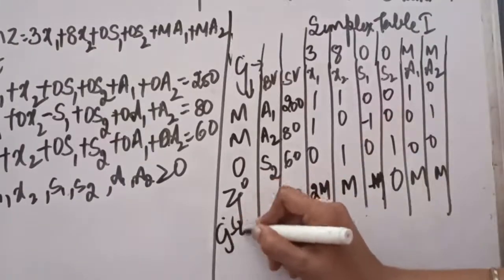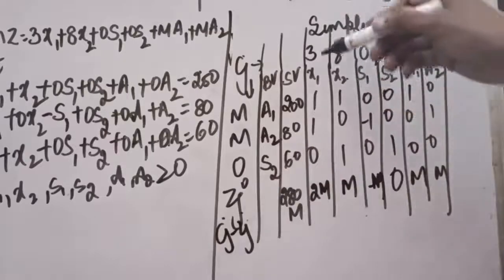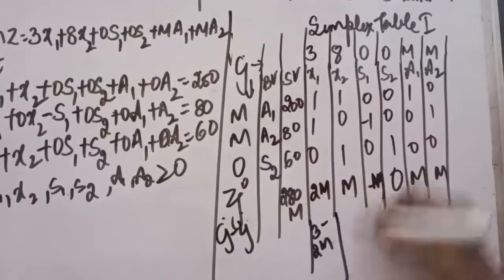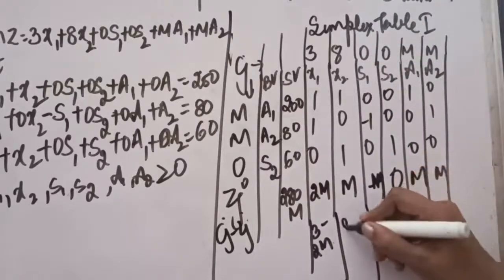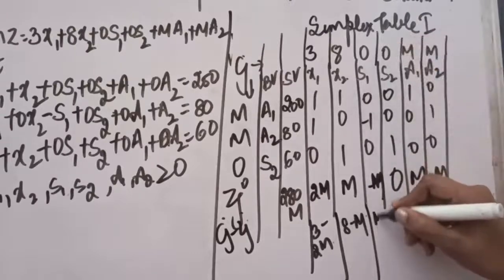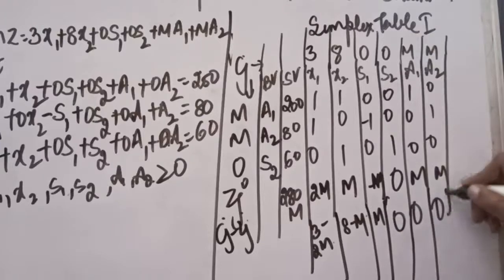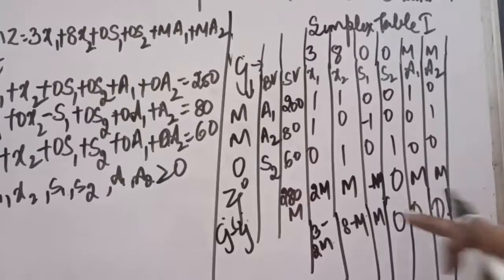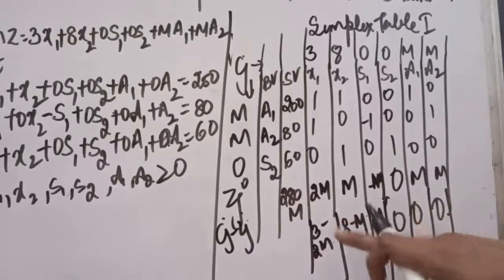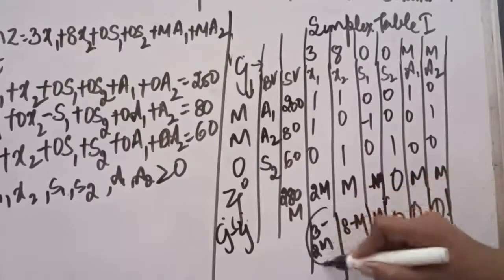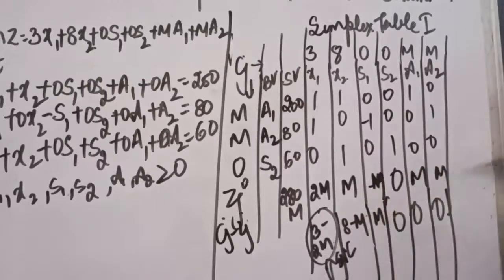Now Cj minus Zj: this was our Cj above, 3 minus 2M. Then 8 minus M. Then 0 minus M will be plus M. This will be 0, this will be 0 and this will be 0. Now the first values are 3 minus 2M and 8 minus M. So first of all we will see the M's. Which one is smaller, minus 2M or minus M? Of course minus 2M is smaller than minus M, so this will become our entering variable column.